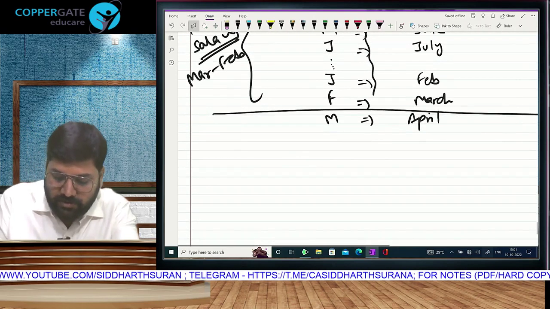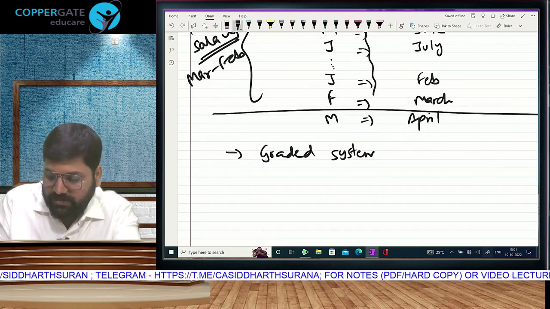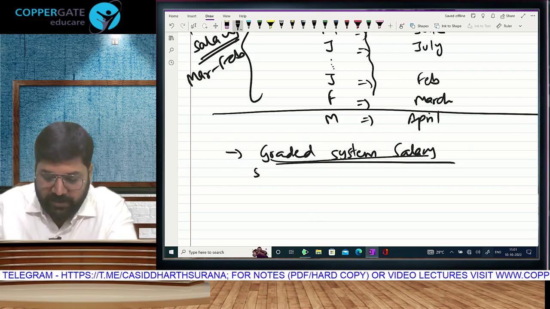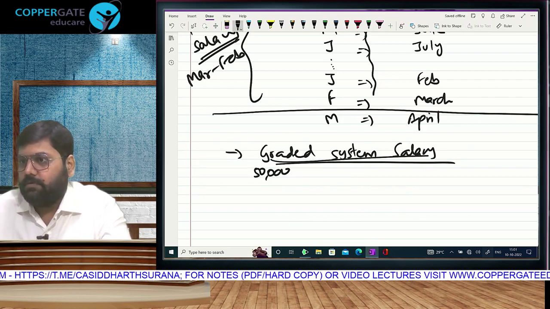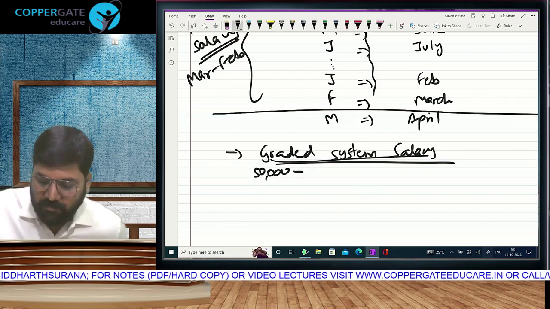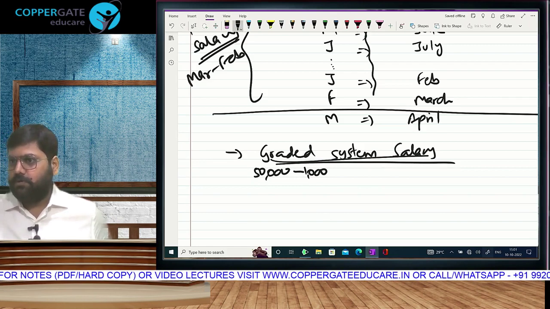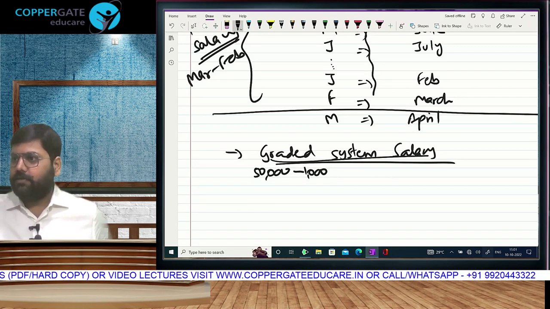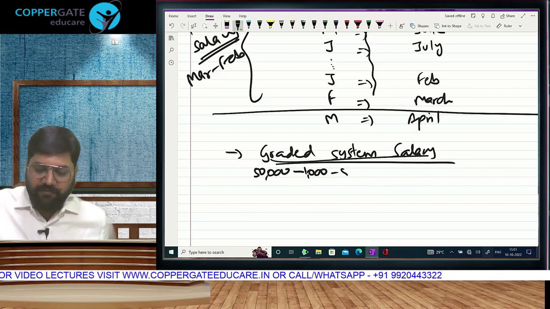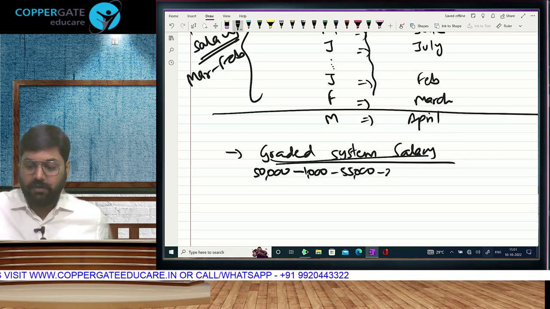And then there is also something called graded system salary. Sir, abhi ye kya hota? You join a company at 50,000 rupees per month. Company says every year we will give you increment of 1,000 rupees. So next year what will be your monthly income? 51,000. Year 2, 52,000. Year 3, 53,000. Year 4, 54,000. Year 5, 55,000. Once you reach 55 ka level, then your annual increment will become 2,000.